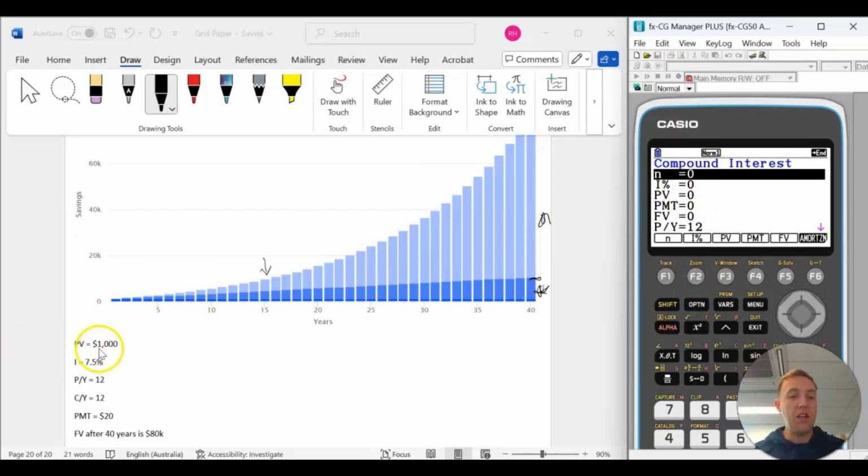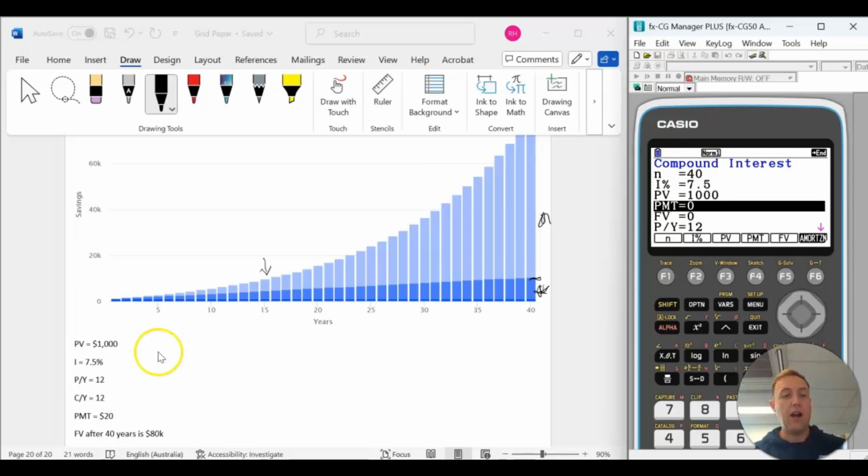All right, now I'm going to put in N. N is the number of years, so we're going to put in 40 years, okay? Our interest rate is 7.5. All right, our present value, that's how much we're depositing, which is $1,000. Okay, our PMT, that's our payment, that is $20. Okay, and our future value, we're going to leave as 0. Payments per year is 12. And then our compounding periods per year is 12 as well. All right, that is our data.